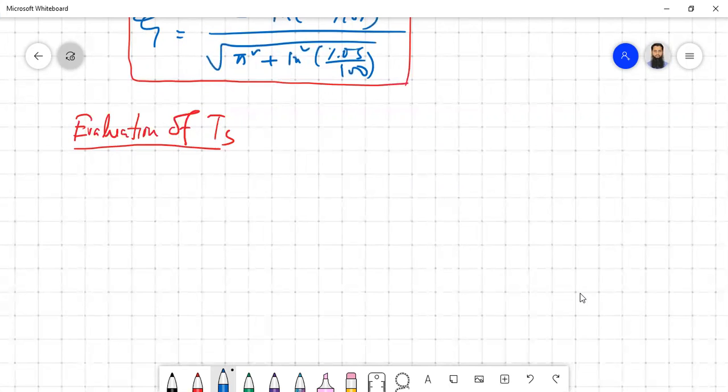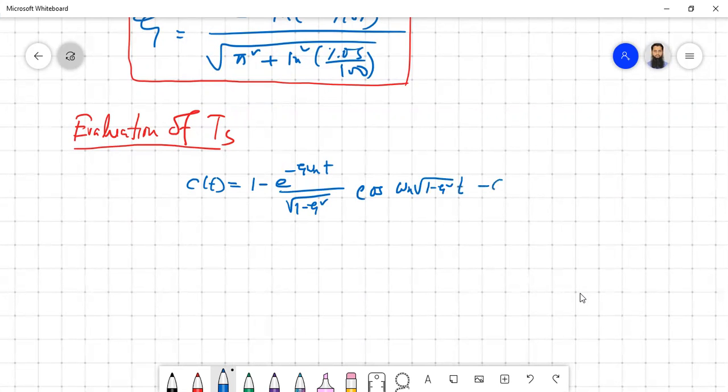So we know that the solution has a form like this: 1 minus e to the power minus zeta omega n t by root over 1 minus zeta square, then we have cos of omega n root over 1 minus zeta square t minus phi. Right? Now, definitely this is a variable term. It is moving up and down. So, for simplicity of the derivation, we are ignoring this one. The average value is always around that steady state value.